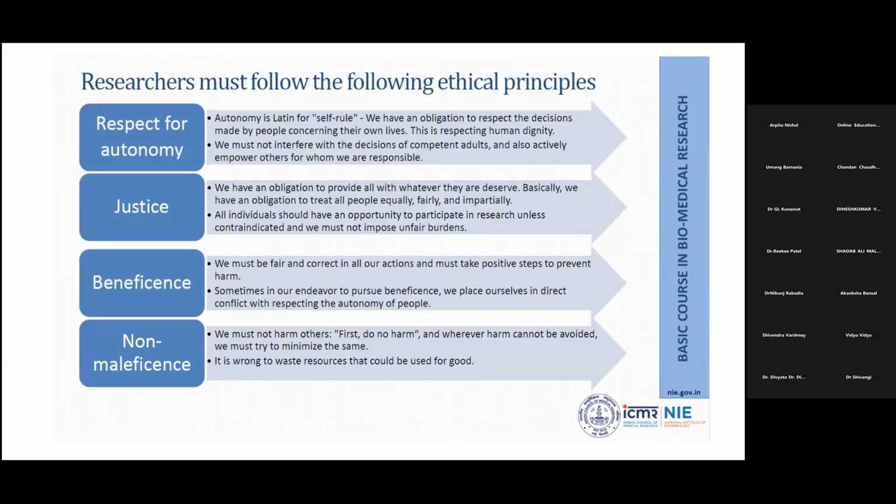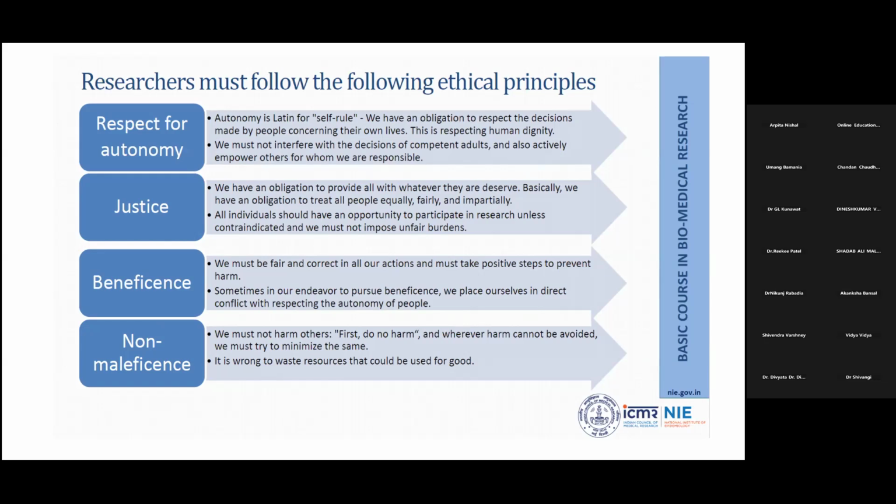Now, we talked about the principles of ethics. These four are the principles of ethics which all researchers must follow. The four principles are respect for autonomy, justice, beneficence, and non-maleficence. What do we mean by all this? Autonomy is Latin for self-rule. Basically what it means is we are under an obligation to respect decisions made by people regarding their own lives.